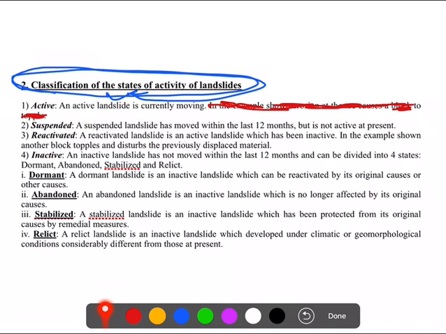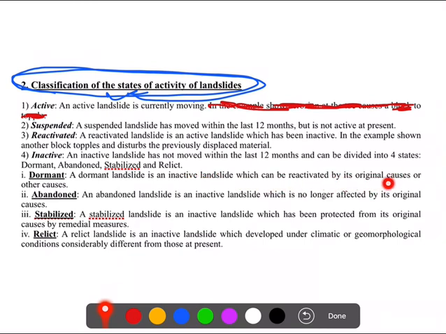And finally is inactive. Inactive has 4 parts. What is an inactive landslide? One that has not moved within the last 12 months. So in the last 1 year this type of landslide has not moved. There are 4 types of inactive landslide. One is dormant. A dormant landslide is an inactive landslide which can be reactivated by its original causes. You can say it's sleeping. It is currently inactive, but it can be reactivated.